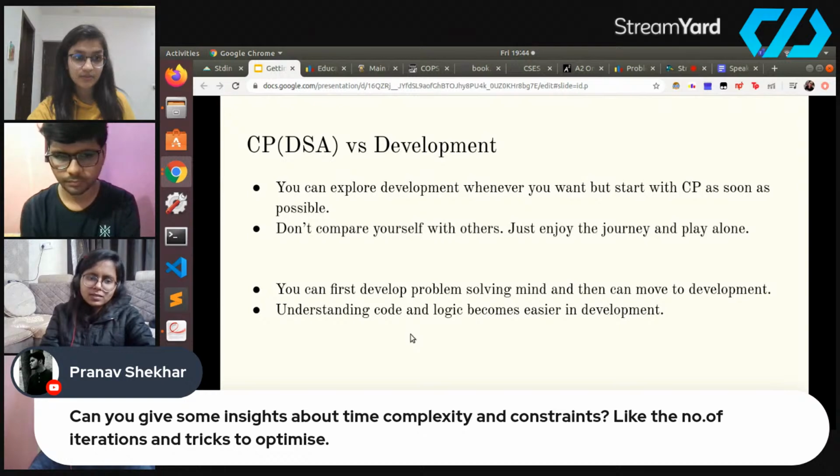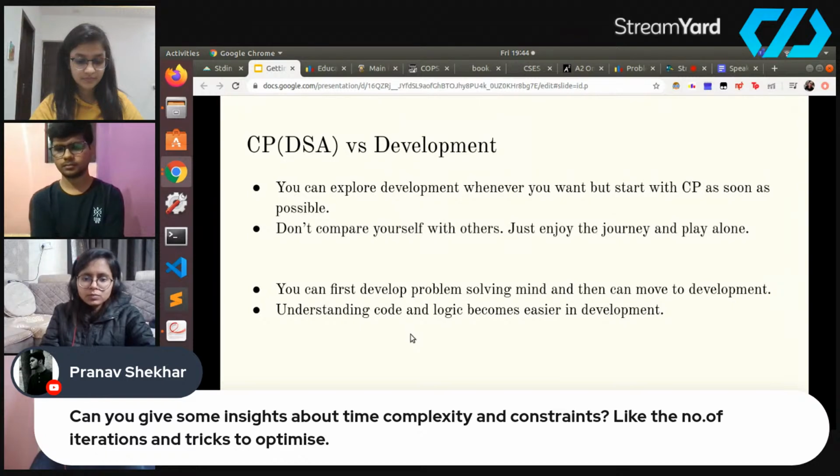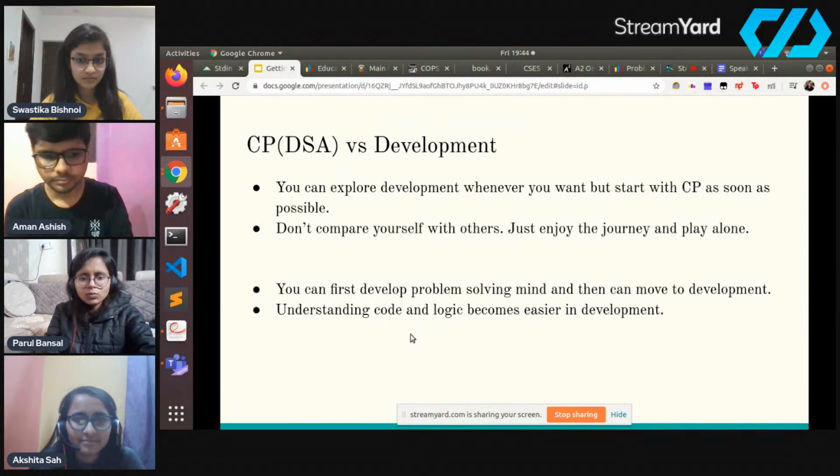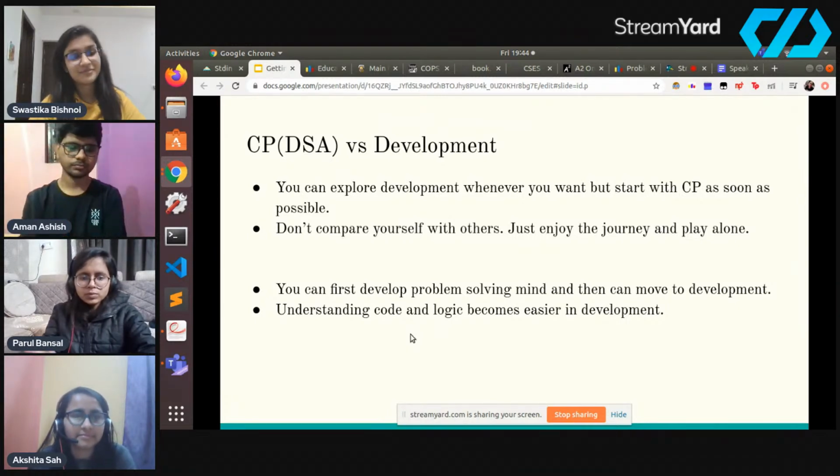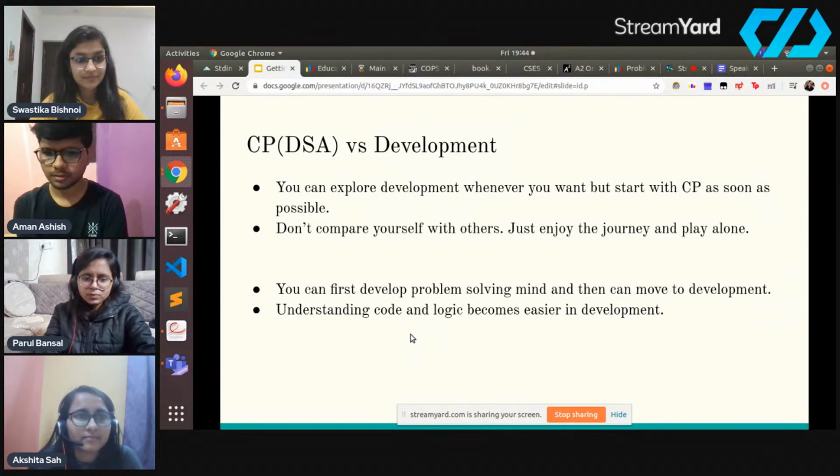Yeah, I agree. So I guess it's up to you which path you follow, but according to me as well as Aman, we feel that you should start CP first and then move to development because it helps you develop a problem solving mind, which helps in development also.